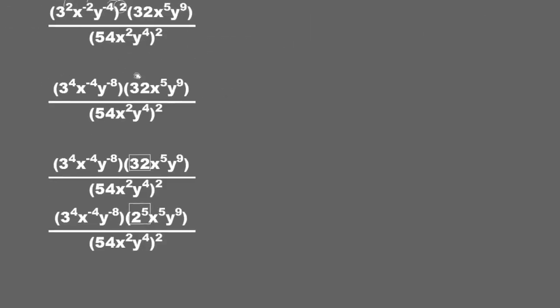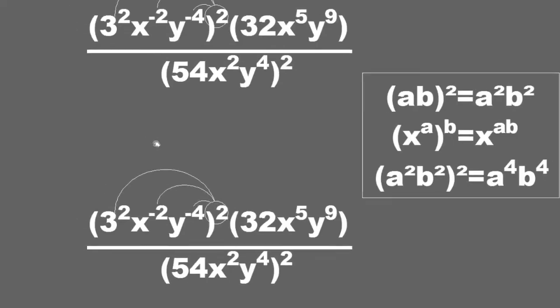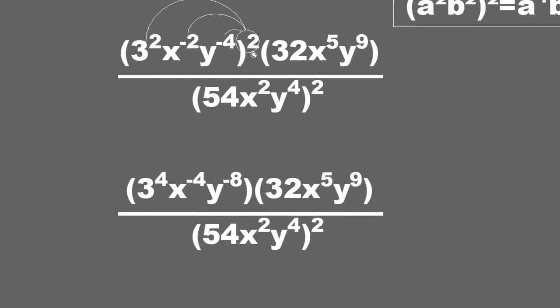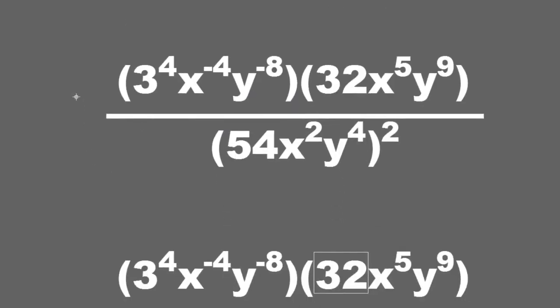Here we go. That exponent 2 is going to get multiplied by the exponent of each one of the numbers and the variables inside of the parentheses. 3 squared becomes 3 with the new exponent 2 times 2, which is 3 to the 4th power. x with an exponent of negative 2 multiplied by 2 becomes x with an exponent of negative 4, and y already had an exponent of negative 4, and I multiply that by 2, so y now gets an exponent of negative 8. So that's where I am up to now.